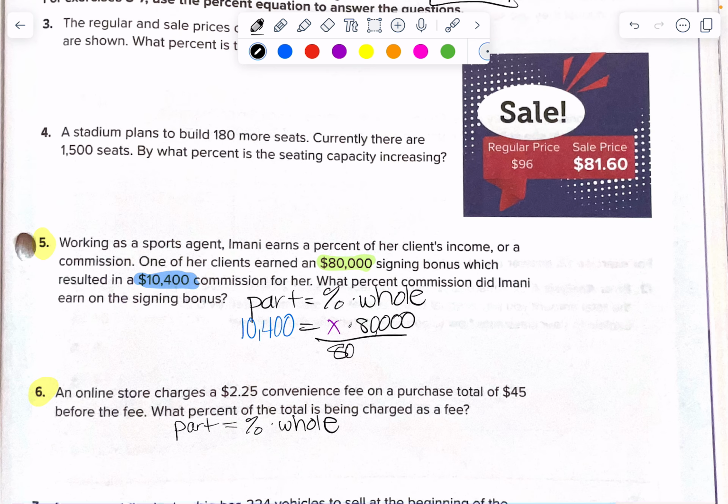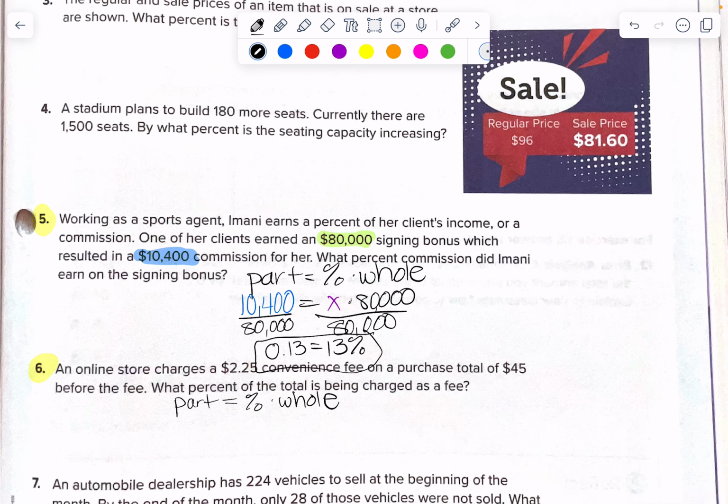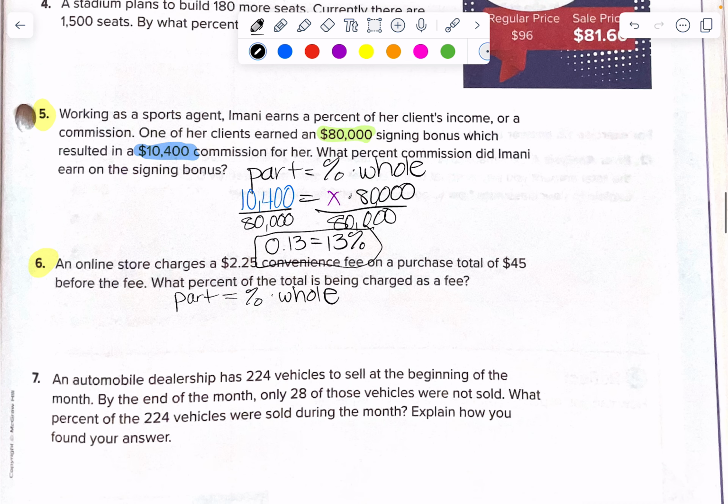So when I take 10,400 and I divide by 80,000, I'm going to get 0.13, which is equal to 13%. So there's a 13% commission earned on those sales.